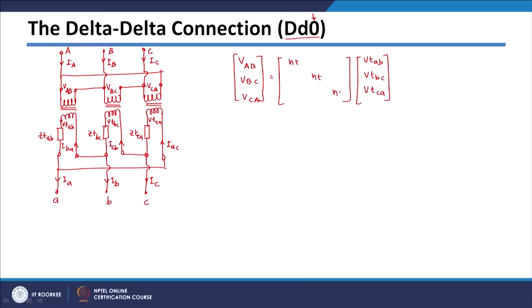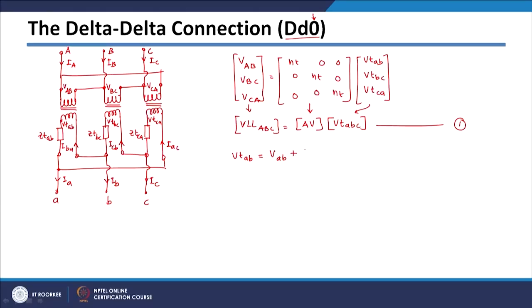Therefore, the diagonal entries will be NT, and we know that this is nothing but line to line voltages. So VLL ABC will be equal to, this is your AV matrix, and these are VT ABC voltages. So in short form I can represent this by VLL, this by AV and this by VT ABC. I can just say this is expression number 1, and one more relation I can write in terms of terminal voltages and the voltages across the winding. So VTAB will be equal to voltage VAB plus ZTAB multiplied by IBA current.